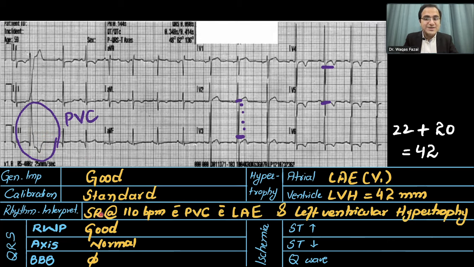So we'll write the rhythm interpretation as sinus rhythm at the rate of 110 beats per minute with a premature ventricular contraction with somewhat left atrial enlargement and left ventricular hypertrophy. So this is the beauty of the 6-second method, where you find out each and every pathology because you go in a systematic manner.